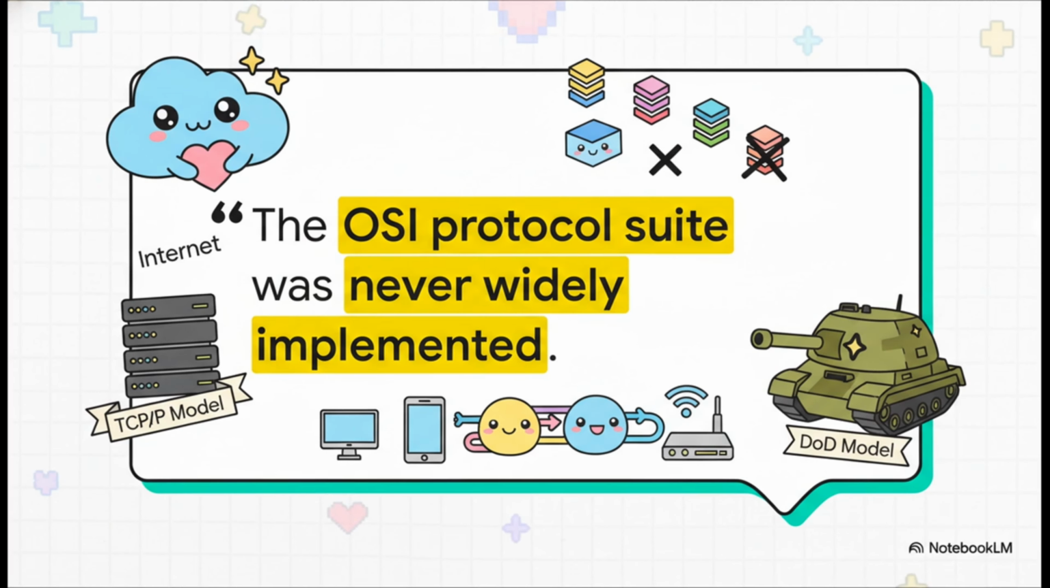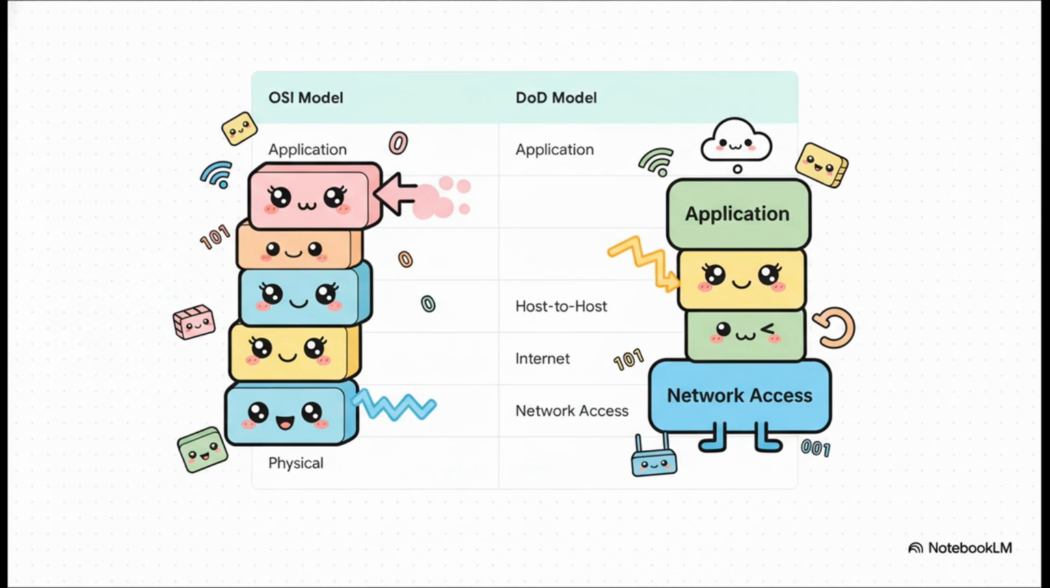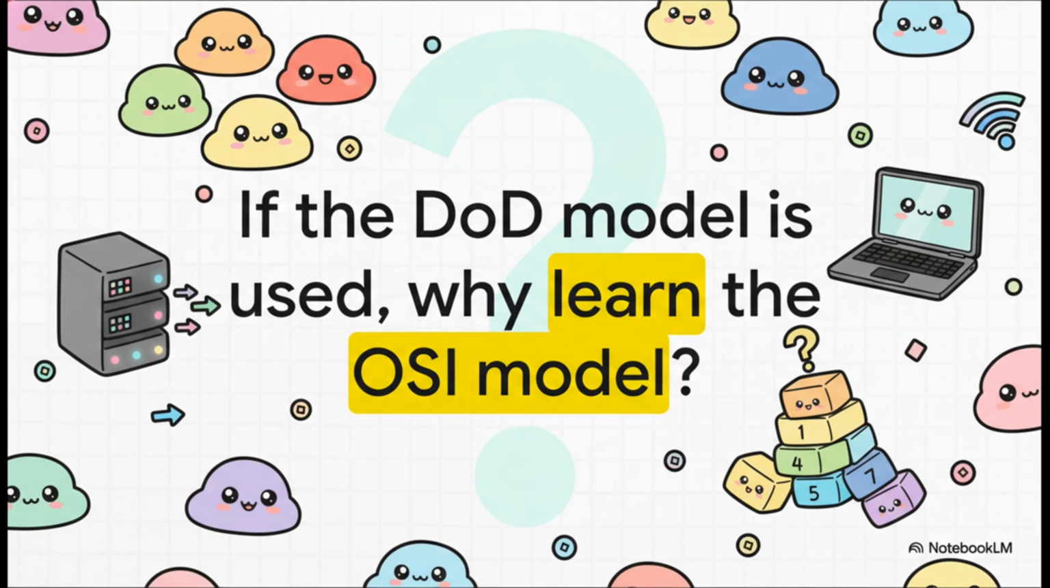We don't actually use the 7-layer OSI model in the real world. The internet we use every day, it's actually built on a simpler, more practical model called the DoD model, which you probably know as the TCP/IP model. The DoD model basically just streamlines things. It takes the 7 OSI layers and squishes them into 4. It looked at the top 3 layers, application, presentation, and session, and said, you know what, these are all kind of one big application party. Let's just group them together. And it did the same thing at the bottom, combining the data link and physical layers into one network access layer. Which, of course, leads to the most obvious question in the world.